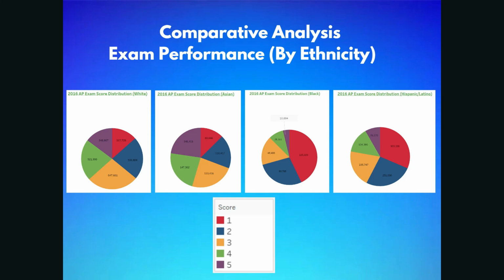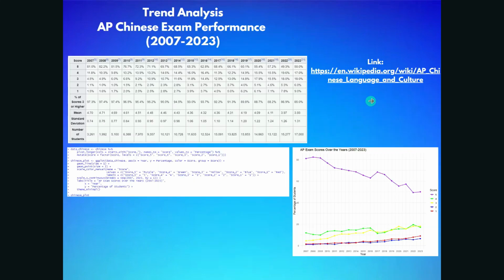And about the same with Hispanic, Latino, maybe just a bit more 1s. It comes in second after the Black students. And here's an interesting trend analysis I wanted to show you. I found this on Wikipedia, and you can see that this shows a whole chart here.